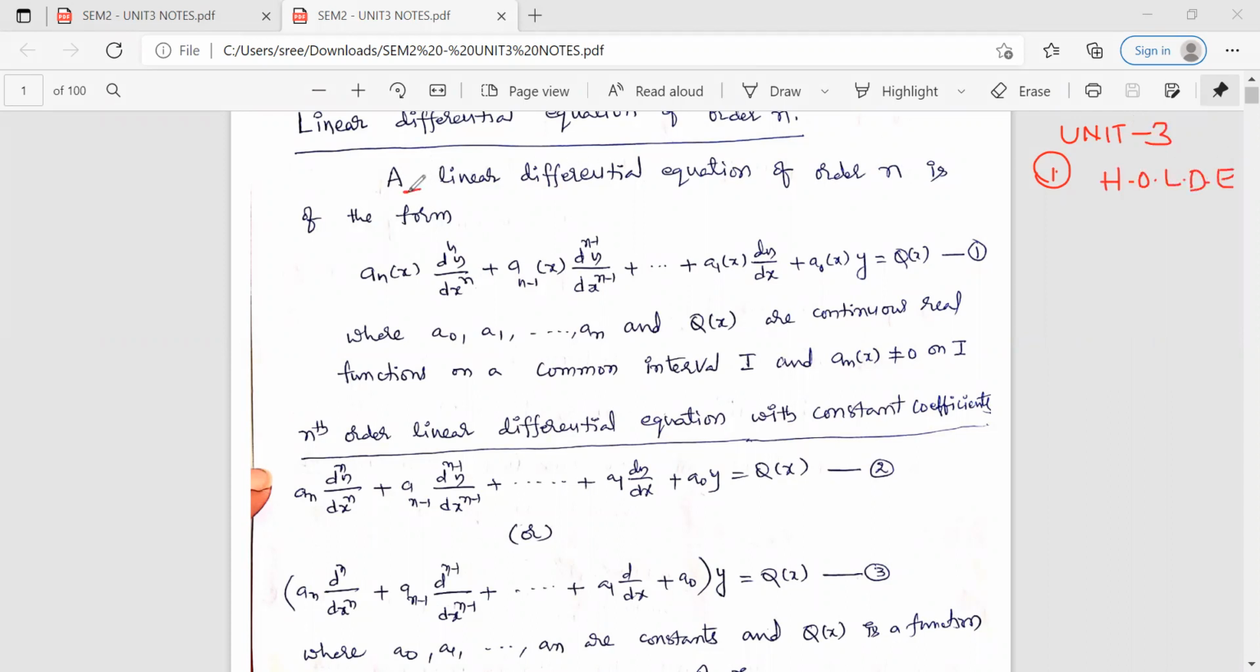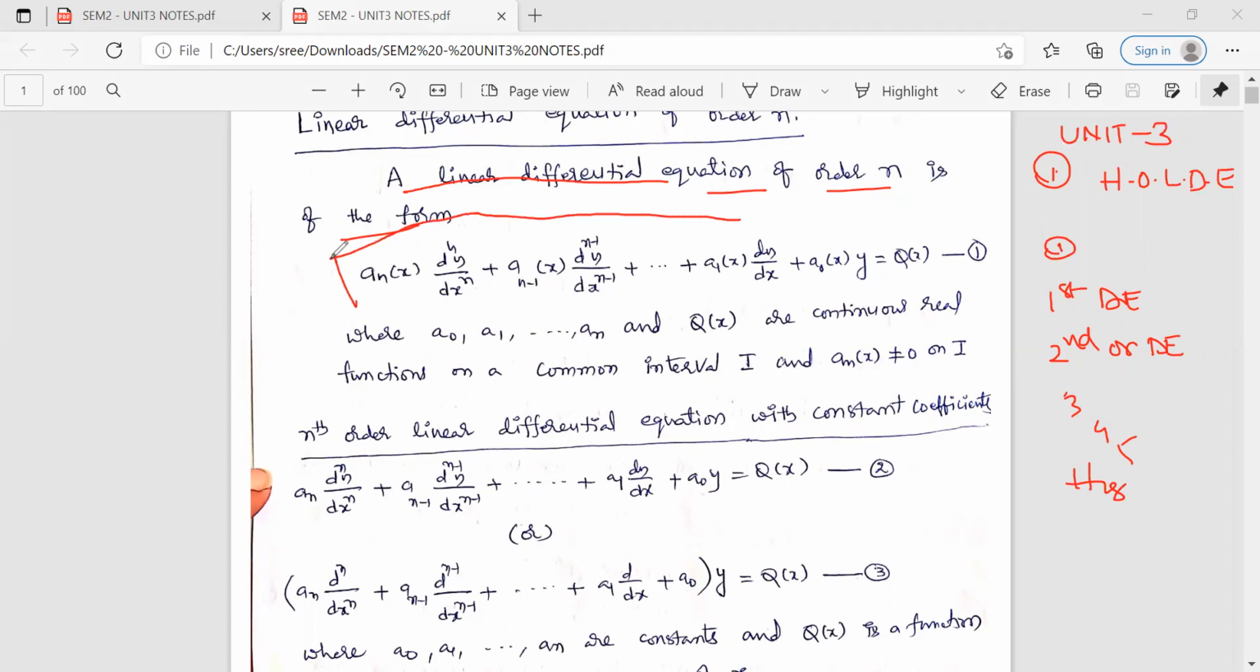A linear differential equation of order n is of the form... Higher order means the order of the given equation is more than 1. If the order of a given equation is 1, we say first order differential equations. If the given order is 2, then we call it second order differential equations. If the order is more than 3, 4, 5, that means higher order, then the equation of the form is here.